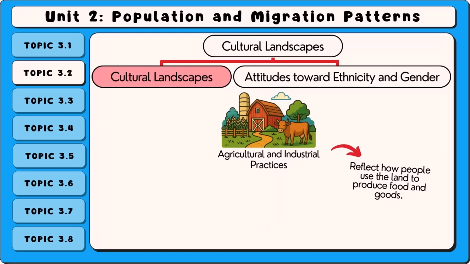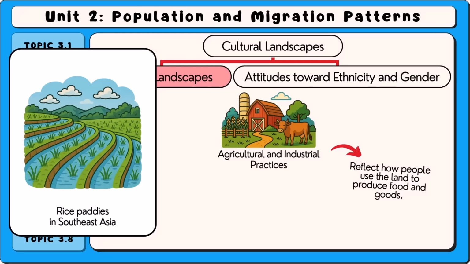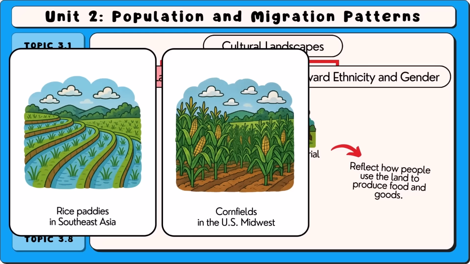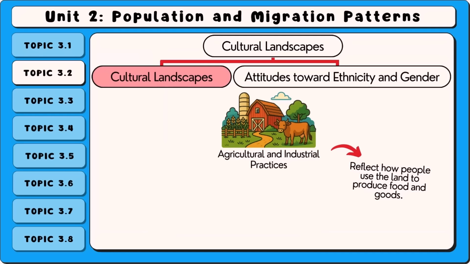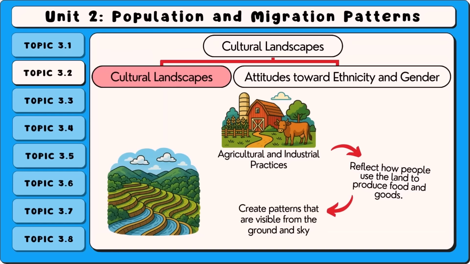Agricultural and industrial practices reflect how people use the land to produce food and goods. Rice paddies in Southeast Asia, cornfields in the U.S. Midwest, and factories in urban zones all reveal cultural choices about economic activity. These practices create patterns that are visible from the ground or even from the sky.